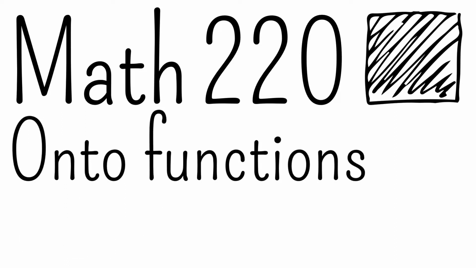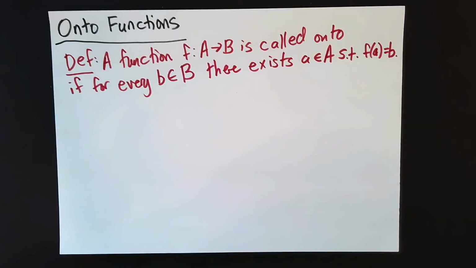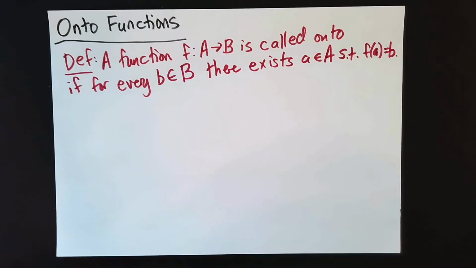And so to start with, here's the definition of an onto function. Namely, a function from a set A to a set B is called onto if for every little b in big B, there exists a little a in big A such that f of little a is equal to little b.